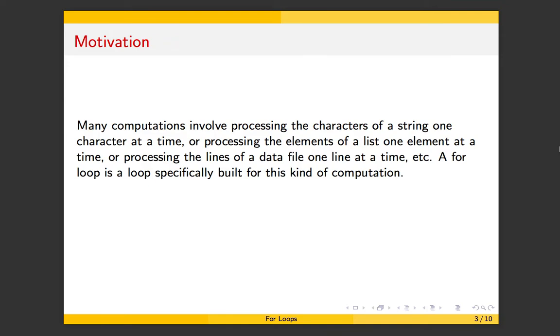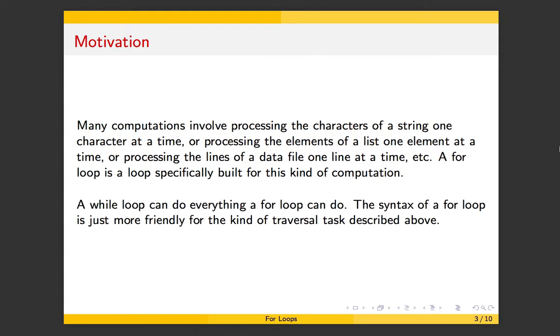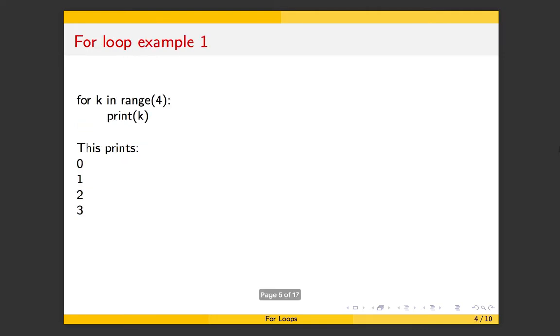So basically the syntax of a for loop and the mechanics of how they work are built for this kind of thing. So I should say a while loop can also do this. We have used a while loop to do things like this. So for example, we've used a while loop to go through that homework score list from a previous video. So a while loop can do this also. It's just that the syntax of a for loop is friendly for this kind of traversal task, for going line by line through a data file, going one at a time through the elements of a list, whatever. For loops are sort of built for that.